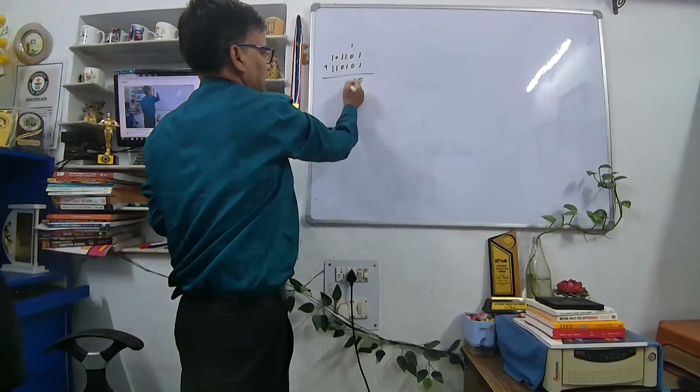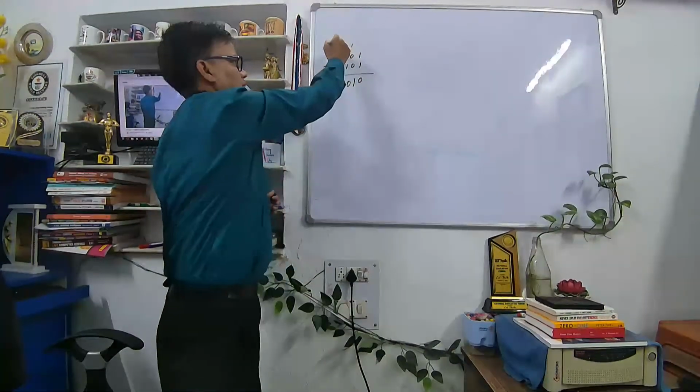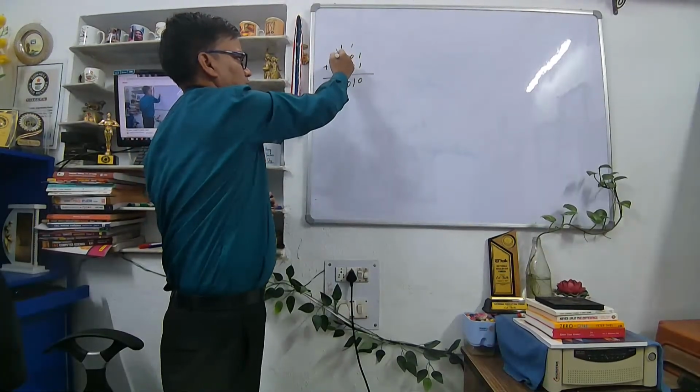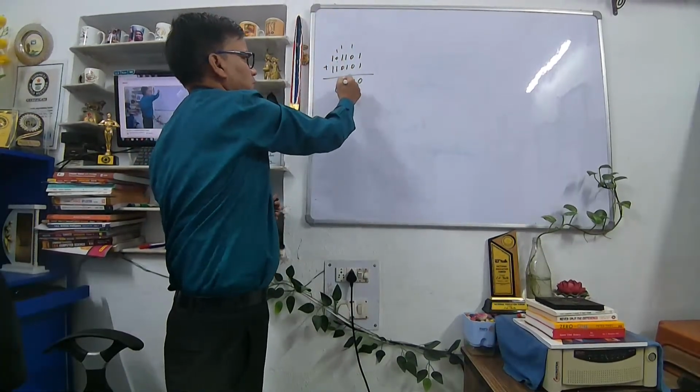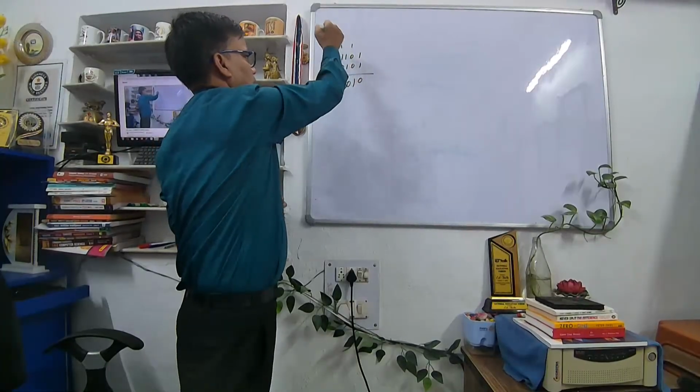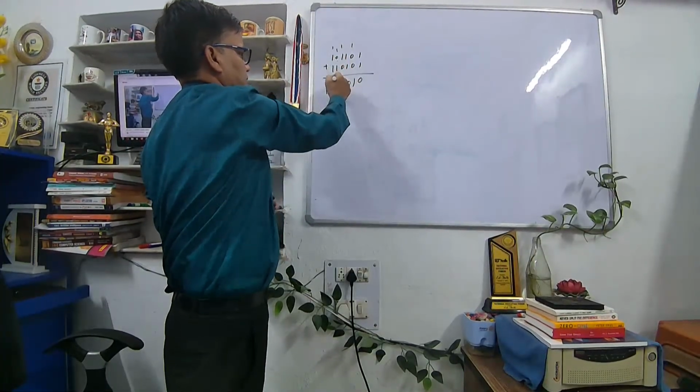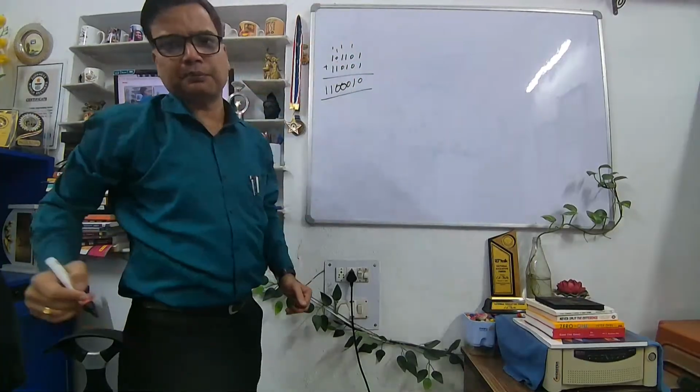This is 1, 1, 1 again 0, carry 1. 1, 1, 0, carry 1, 0 plus 0 is 0. 1 plus 0 is 1, 1 plus 1 is 0, carry 1. 1 plus 1 is 0, carry 1, 0 plus 1 is 1. So this is the addition part.